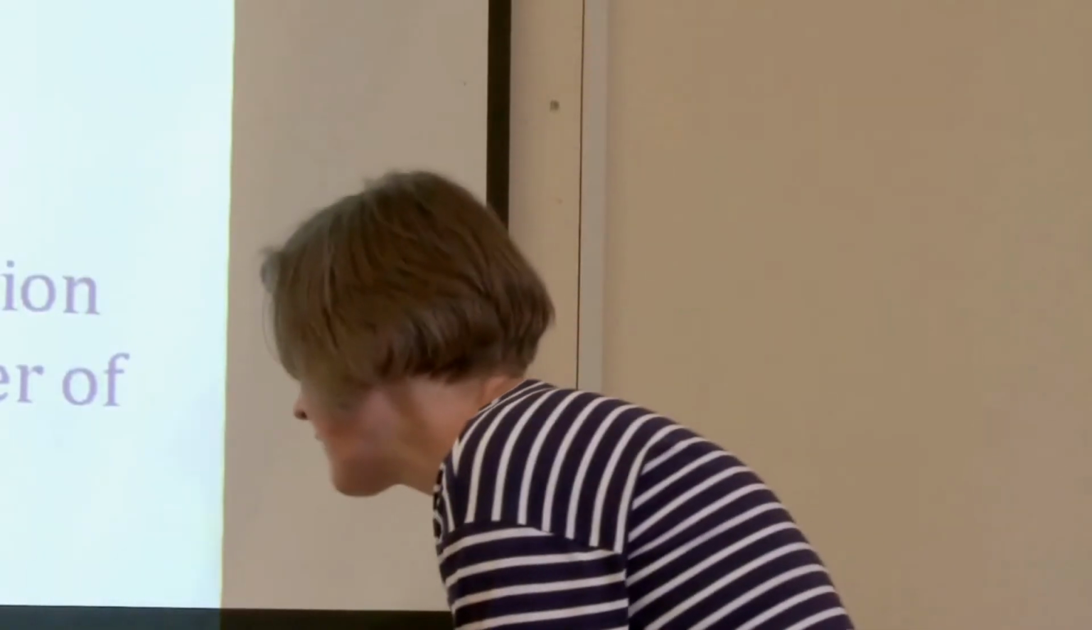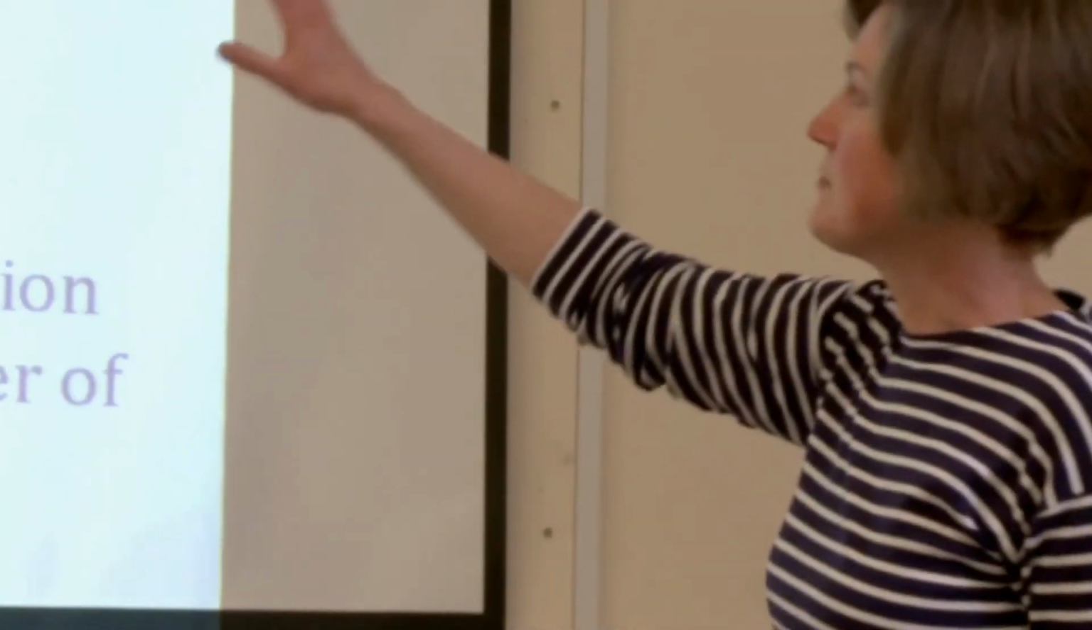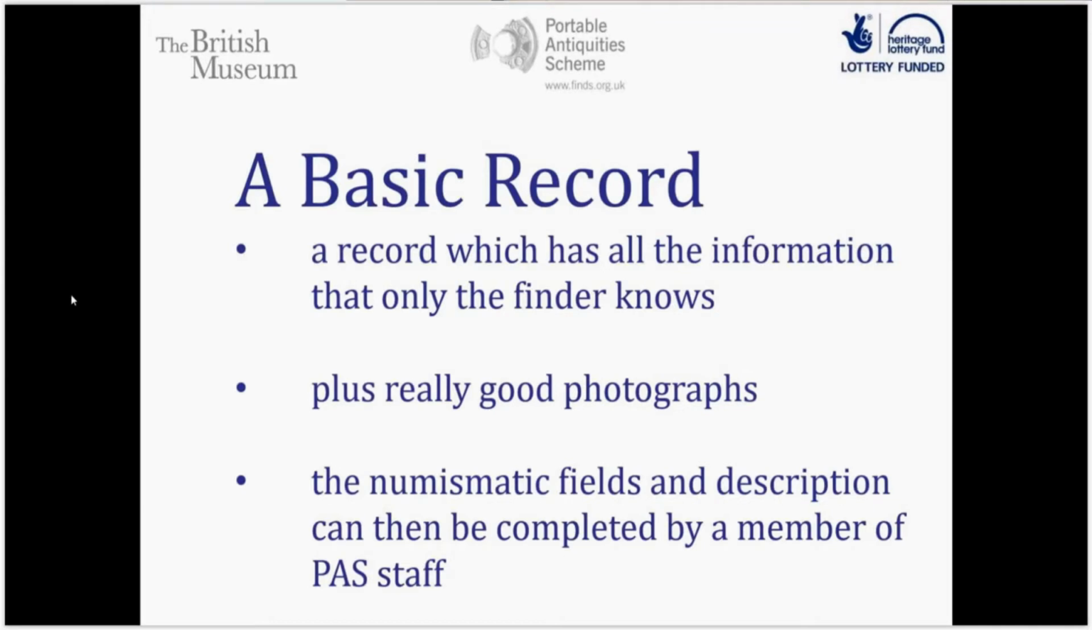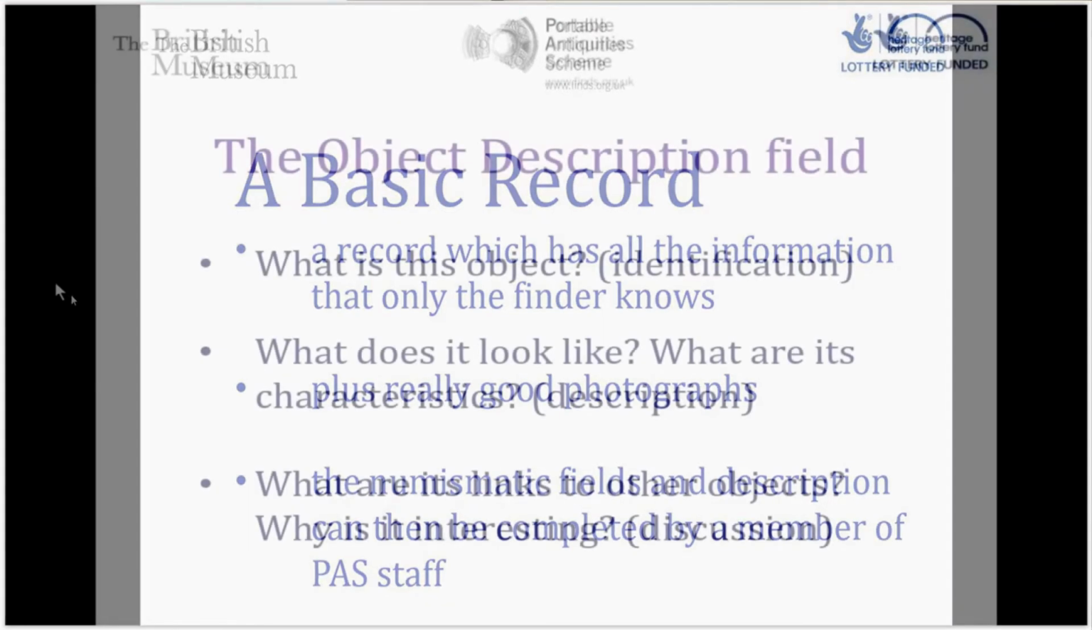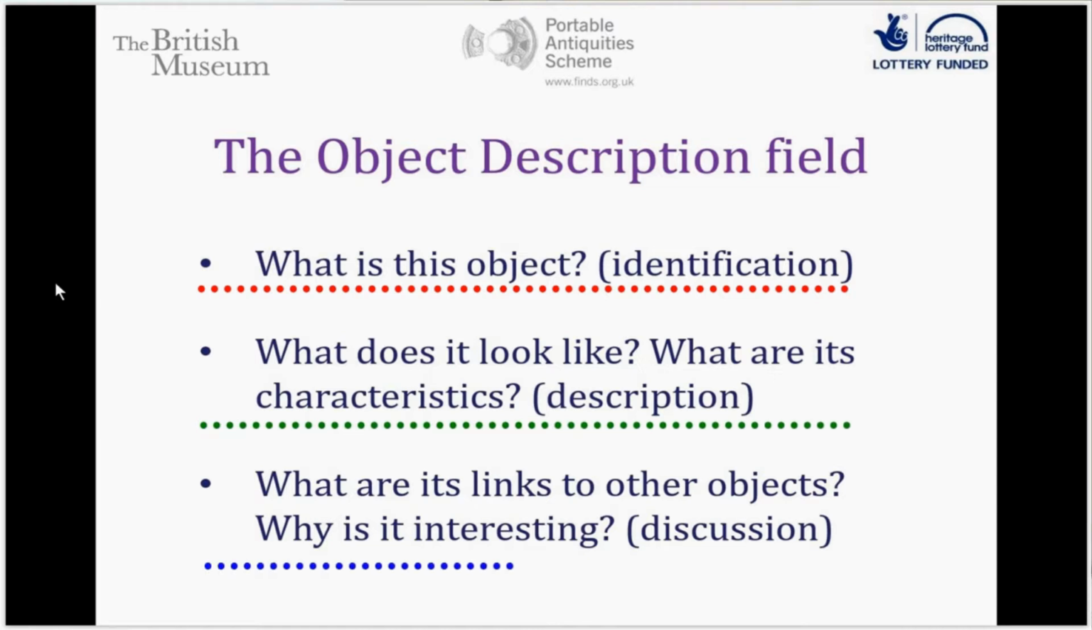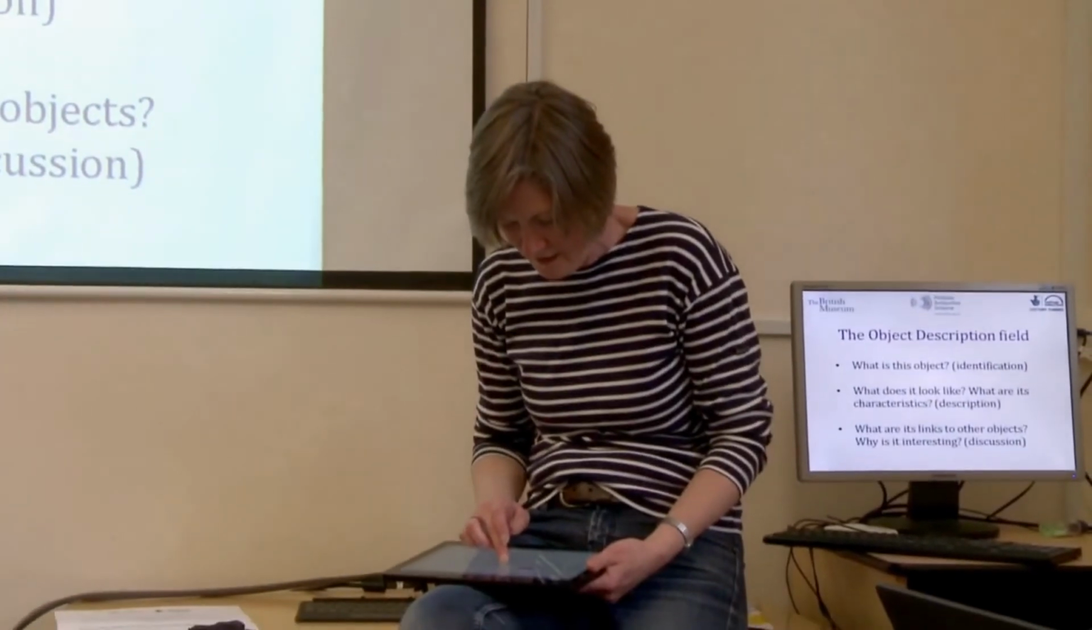So we do say to people that when they first start, they can just make a basic record, and particularly for coins, and then send it off to somebody else, the coin advisor, and they'll finish it. But I don't think that's relevant for you. More relevant is what we should put in the description field. So it's got these three elements: identification, what is it, description, what does it look like, and why is it interesting. And this is when handout 6 comes in.